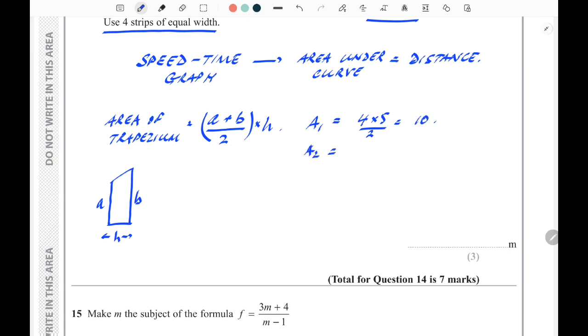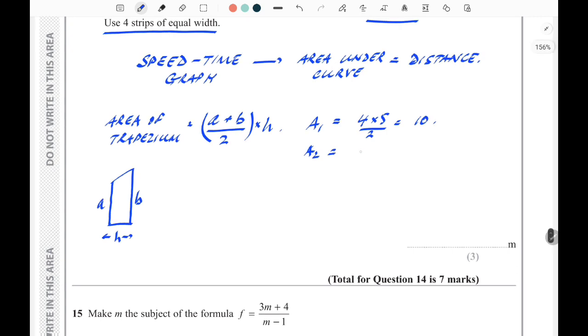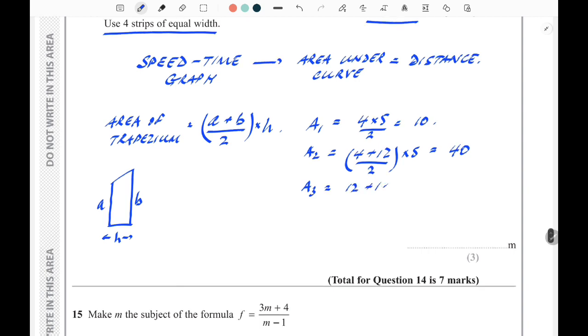Area 2, now using our trapezium rule, it's 4 plus 12 over 2 times 5. So we have 16 over 2, 8 times 5, 40. Area 3 is going to be the 12 plus 18 over 2 times 5 again. So what do we got there? 15 times 5, 75. Okay. And I'm doing most of this in my head, but you're obviously going to use a calculator in the real exam. I'm trying to save time reaching for a calculator where I can.